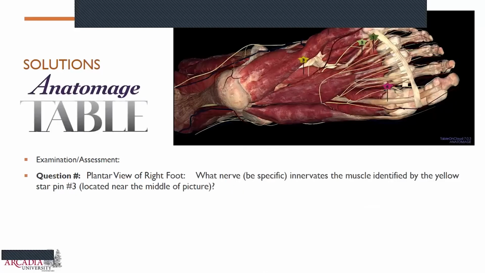So again, an example from the Anatomage table. Here would be a second order question where we've identified a muscle, but yet we're asking the students to name the nerve that innervates that muscle. So they have to go through that two-step process. And this would be embedded right into our examination platform.